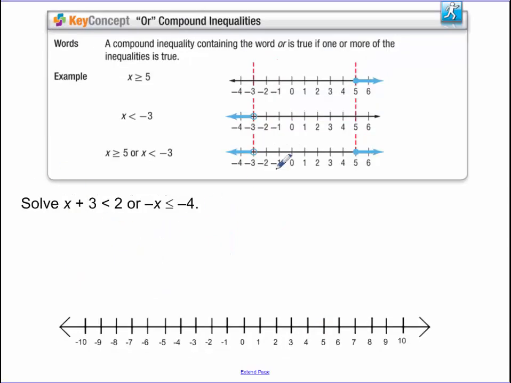Now with an or, when we have an or, one or more of them are true. So it's either this one is true or this one is true. So when I subtract 3 from both sides, I get -1, or I divide by a -1. Remember to switch your sign. Okay, x is less than -1.